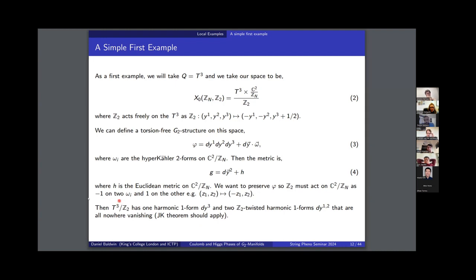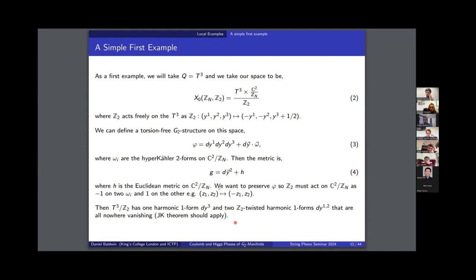And then on this space, we can see that T3 mod Z2 has a single harmonic 1-form, dy3, and 2 Z2 twisted harmonic 1-forms, dy1 and dy2, because these are defined only up to a sign in the quotient space. And these are all nowhere vanishing. So we're in the realm of this Joyce-Karigiannis theorem.